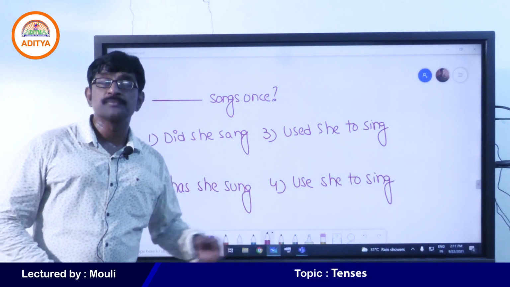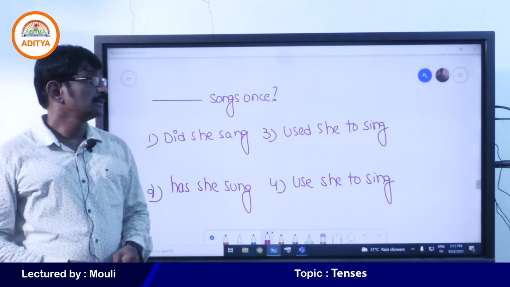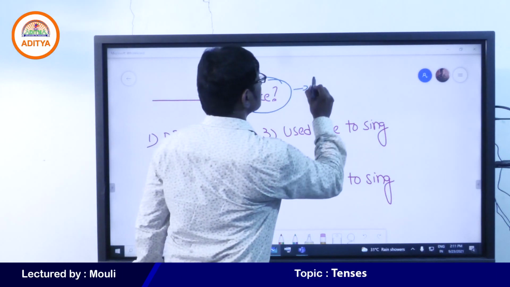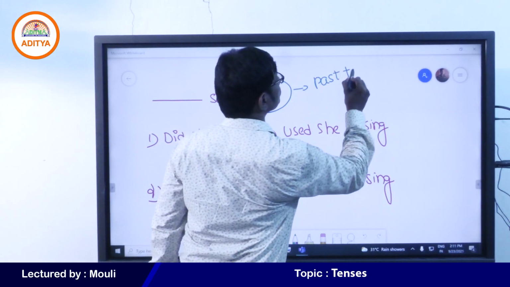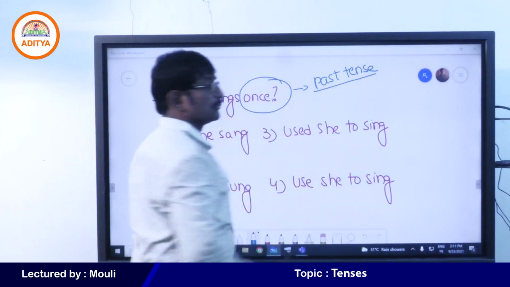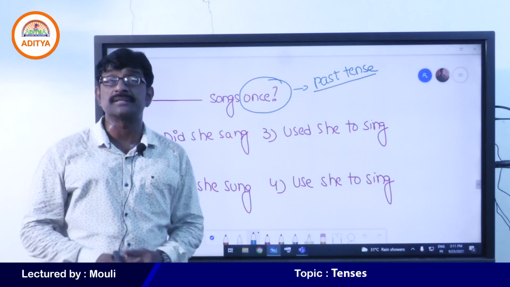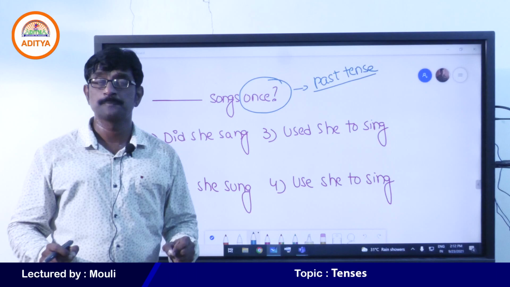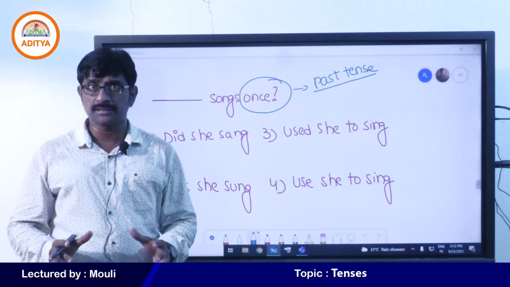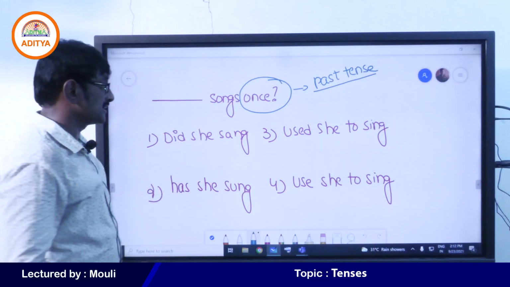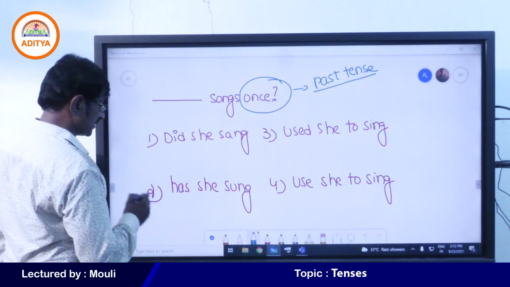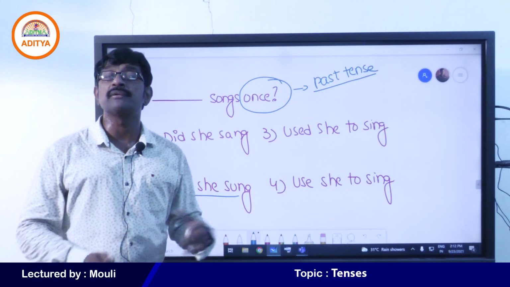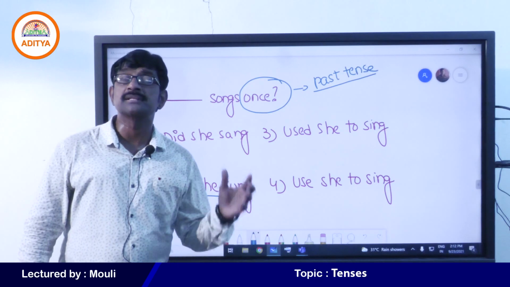First you write down this and after that choose the best. How to choose this? First of all, we'll verify this once. Once is related to past tense. It is definitely past. So when we confirmly say that something is related to past, we can do one thing here, that is, we can cancel this first, because this is a present perfect tense. Present perfect tense never comes into past simple tense.